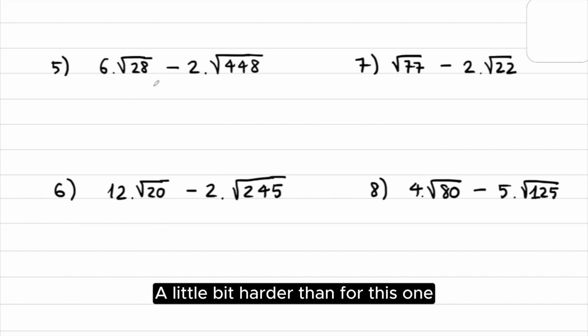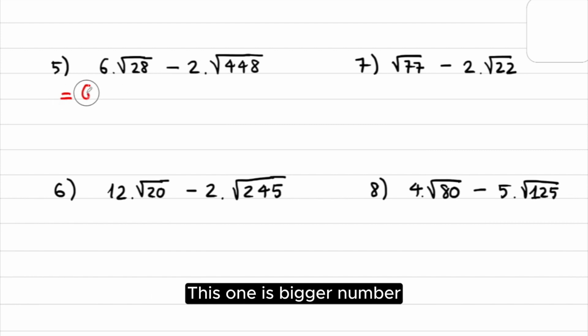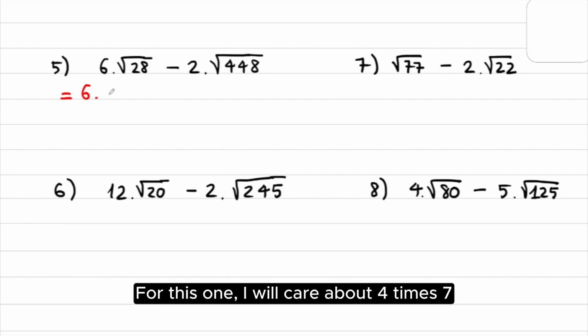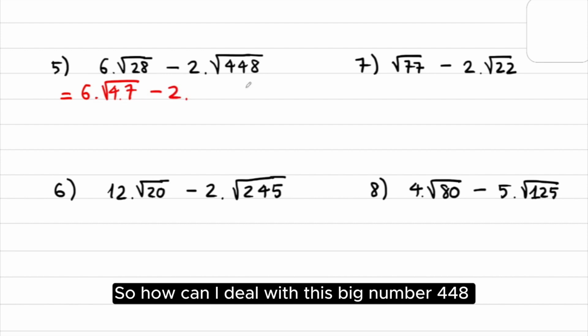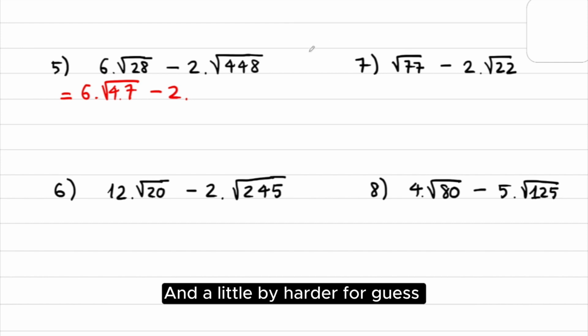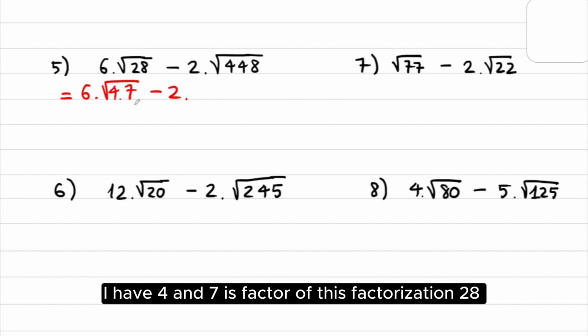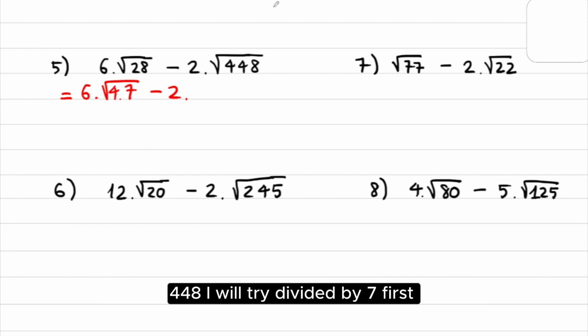A little bit harder than this one, because I can see now this one is a bigger number. So I will do one by one first. For this one I will care about 4 times 7. And for this one, how can I deal with this big number 448? A little quite harder. So I will base on this one. I have 4 and 7 is a factor of this factorization 28. For 448 I will try dividing by 7 first.